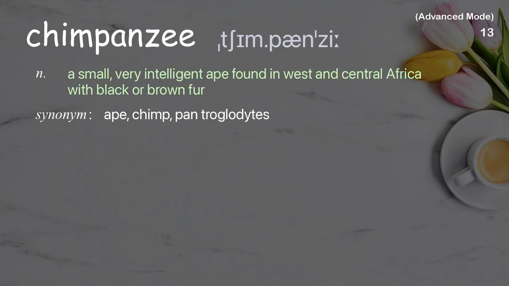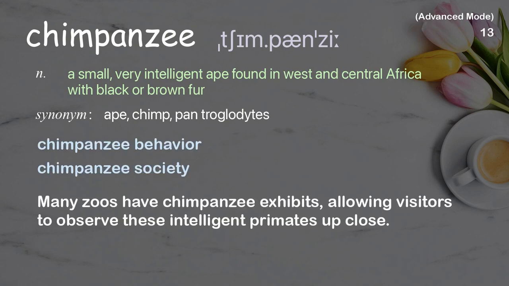Chimpanzee. A small, very intelligent ape found in West and Central Africa with black or brown fur. Examples: chimpanzee behavior, chimpanzee society. Many zoos have chimpanzee exhibits, allowing visitors to observe these intelligent primates up close.